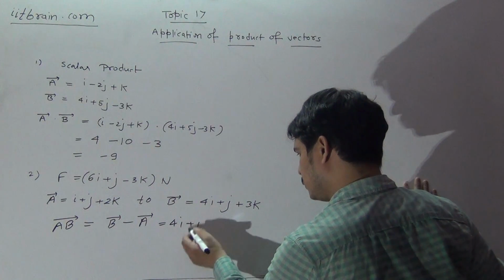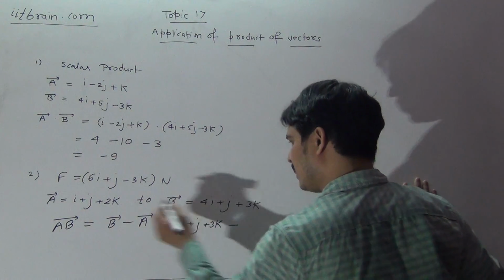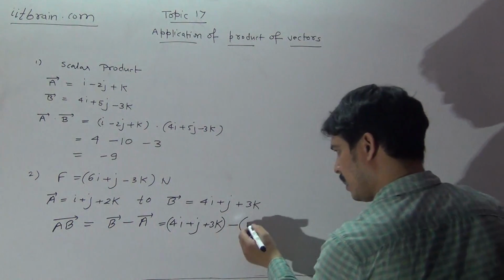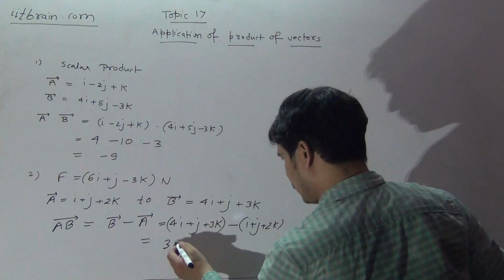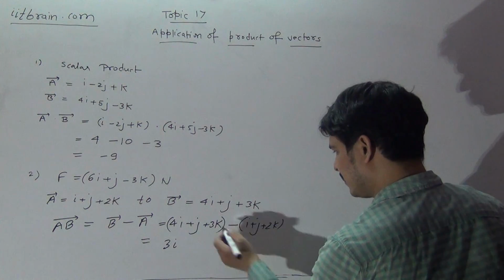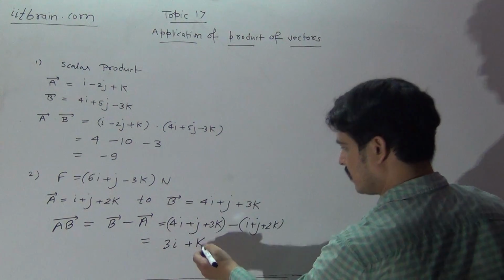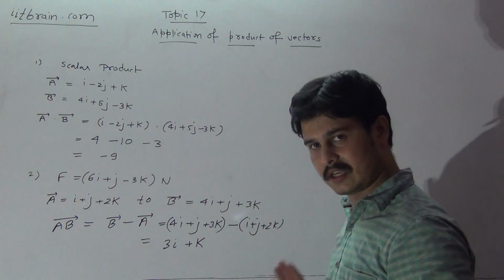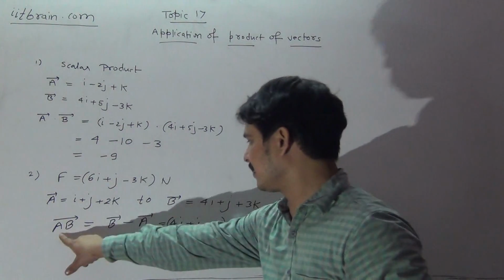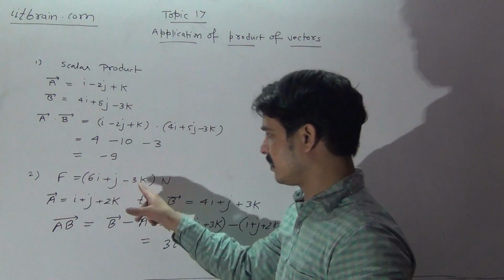It is 4i plus j plus 3k minus i plus j plus 2k. So the difference is 4i minus i is 3i. j and j are cancelled here. 3k minus 2k is k. So it is 3i plus k. AB vector is 3i plus k and force vector is this.